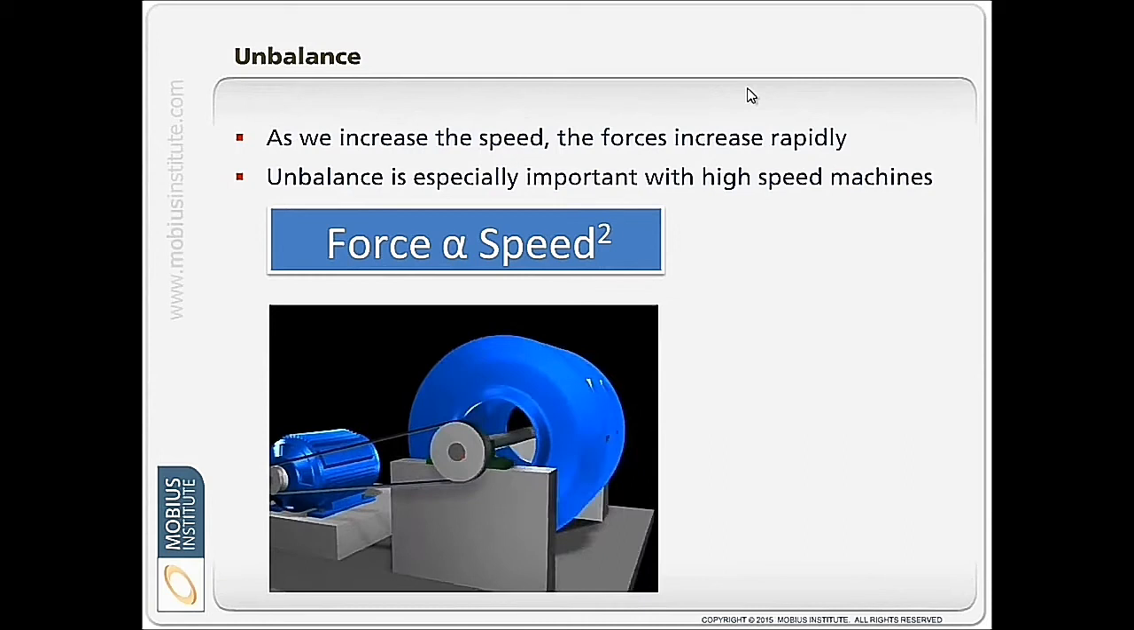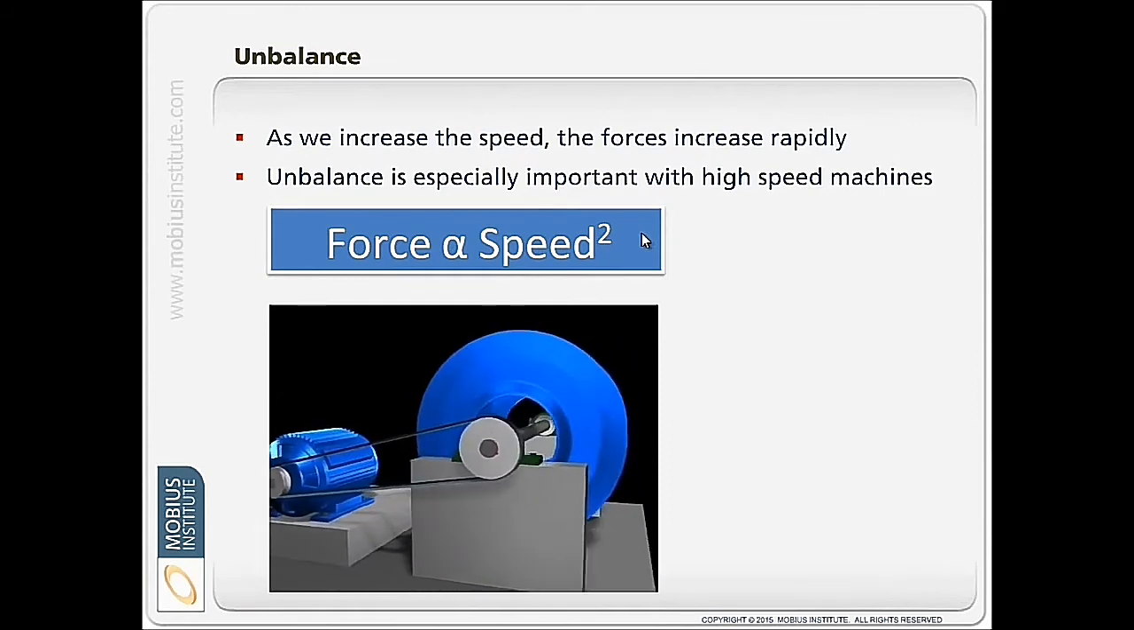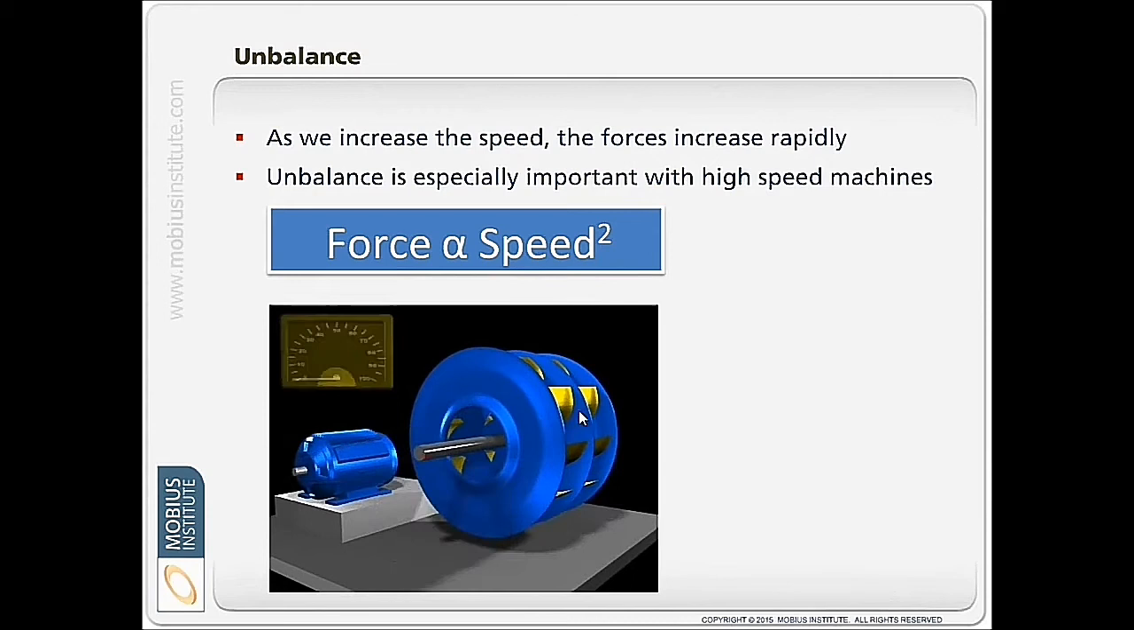Okay, so the other key thing about unbalance is that the forces generated are proportional to the speed squared. So if we double the speed, we get 4 times the amount of force or 4 times the amount of motion, which this little animation is attempting to show.